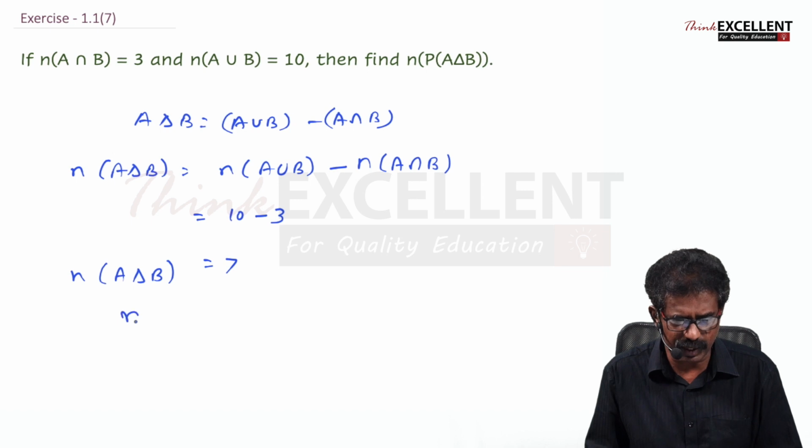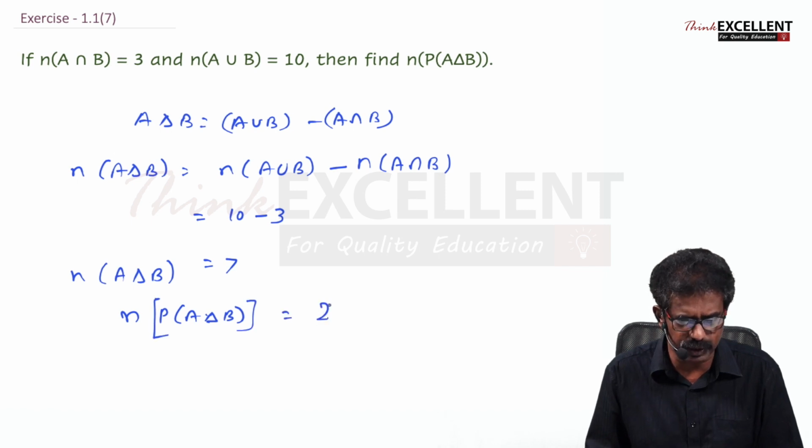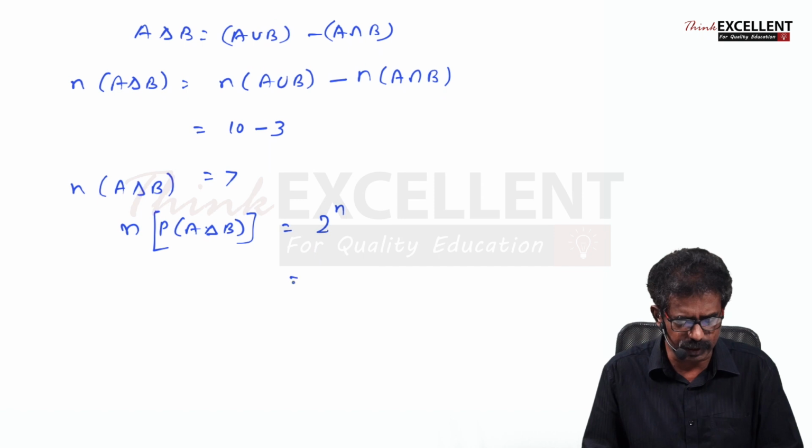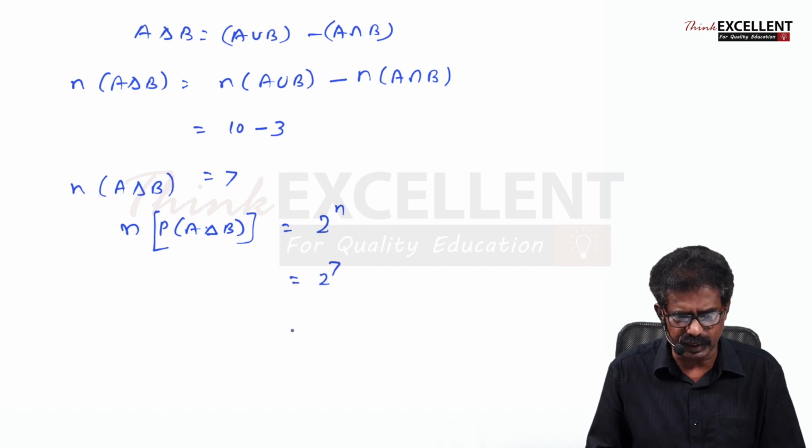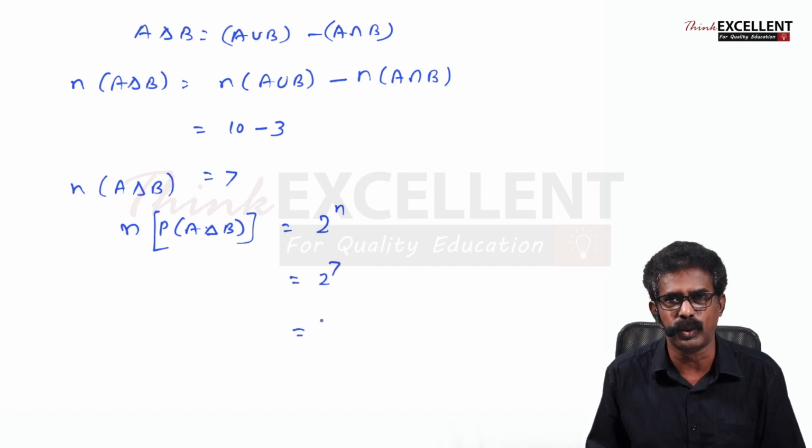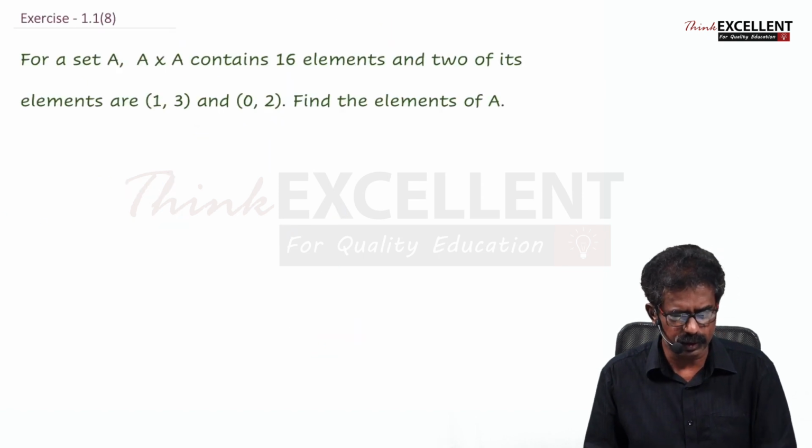So number of elements in the power set of A delta B is 2 raised to n. Here it is 7, right? 2 raised to 7, it is what? 128, right? 128. Now the next question.